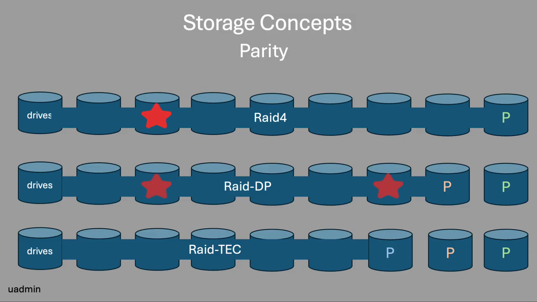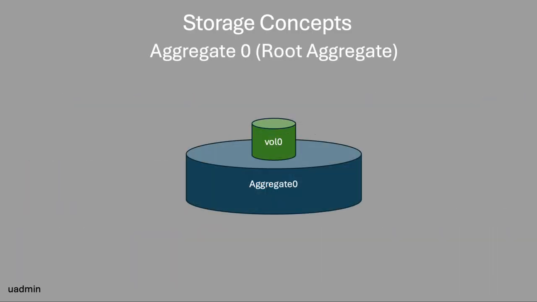You can lose 2 disks with RAID DP and 3 with RAID Tech in each and every RAID group at the same time. Now please pay attention. Every node in the cluster has a minimum of 1 aggregate, and this first aggregate is a root aggregate. And this single and mandatory aggregate has only 1 volume, which is called vol0.